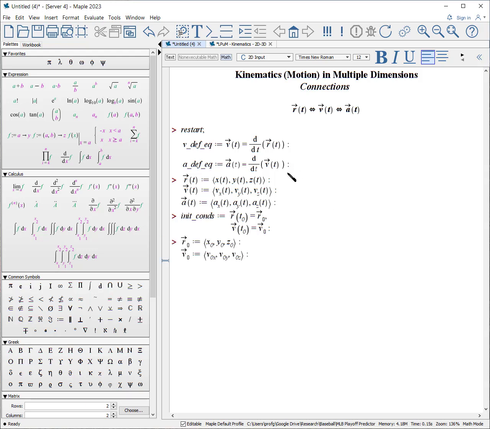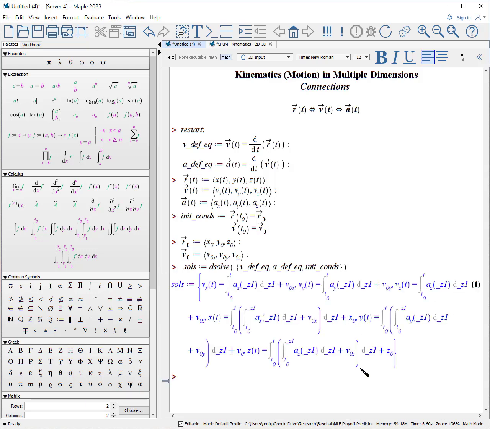And as before, since we have to define our vectors in terms of components, we do the same thing with these initial values. Given this information, we can solve for our definitions, provide our initial conditions as a set of equations, and we define that the components of V are related to A. These are dummy variables Z1 for Vx, Vy, and Vz.